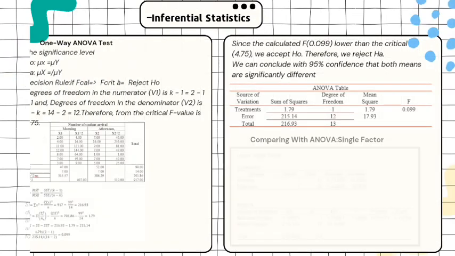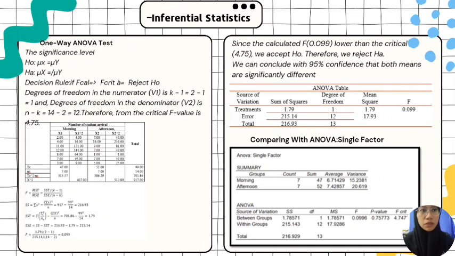Next is the ANOVA test. We will use the same significance level. We state that H0 is μX equal to μY, and for HA, μX is not equal to μY. Our decision rule is F calculate is more than or equal to F critical, and from that we reject H0. Our degrees of freedom for the numerator is 1 and for the denominator is 12. Therefore, the critical F value from the table is 4.75.